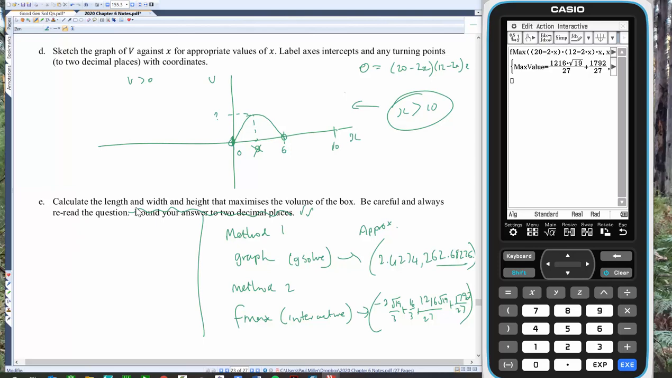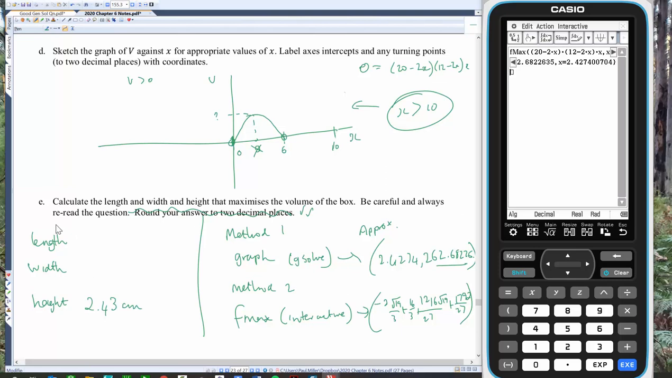Okay, so calculate the length and width and height that maximizes the volume of the box. So what I generally do is I write out each of the dimensions, length, width, and height, to 2 decimal places. So we already know the height is 2.42. Is that a 2 or a 7? I'm not sure. .43 to 2 decimal places. So again, very important that you put the unit in here.